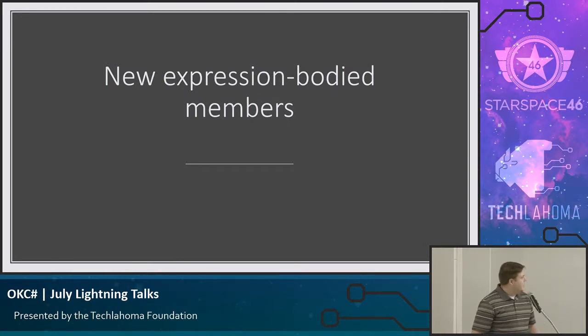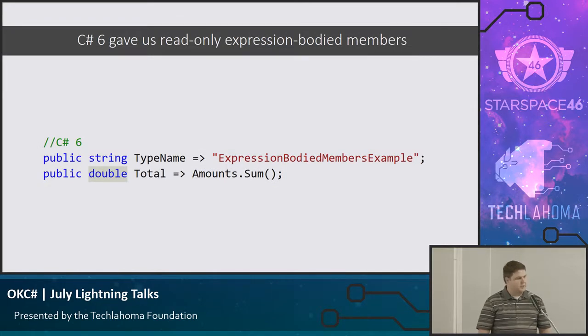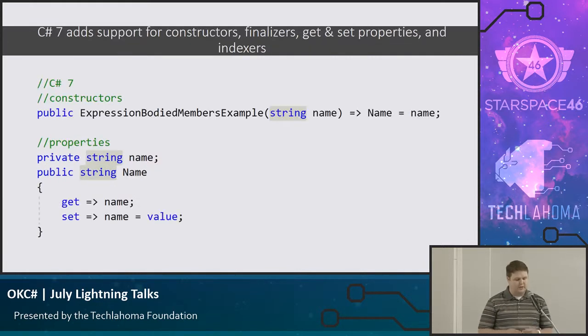And the last item is some new expression-bodied members. So in C# 6, we got the ability to do read-only properties with lambda arrows. So I'm sure you're all aware of that. But now we can use it on constructors, finalizers, get and set properties, and indexers. I don't really use finalizers or indexers, so I've only included examples for constructors and properties.